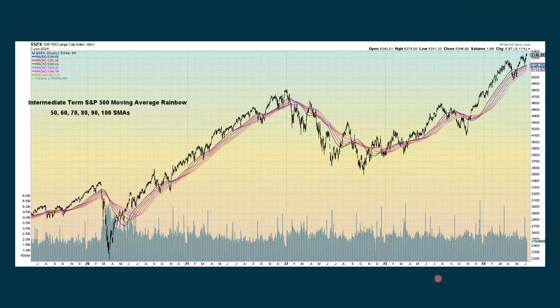Intermediate term rainbow chart, going from 50 periods up to 100 periods. Even when we were pulling back, these lines started to roll a little bit, but never started to cross over each other. So this is showing that the intermediate term continues to be positive.